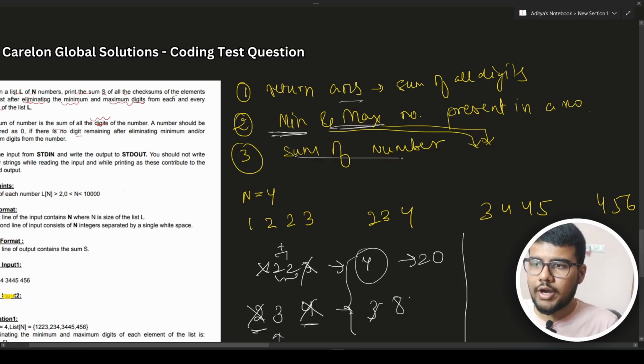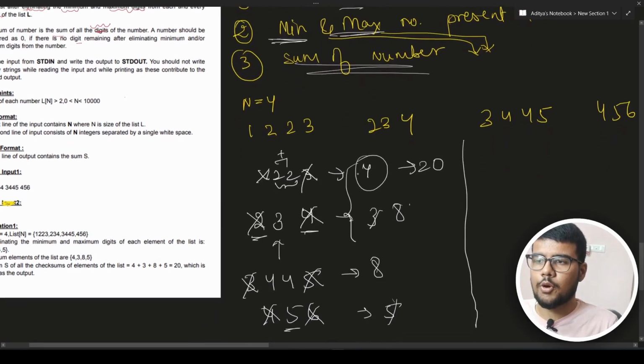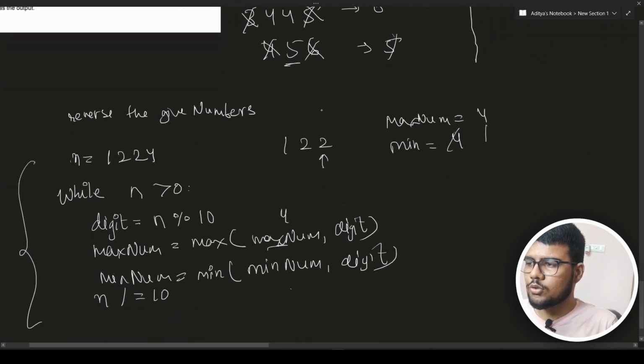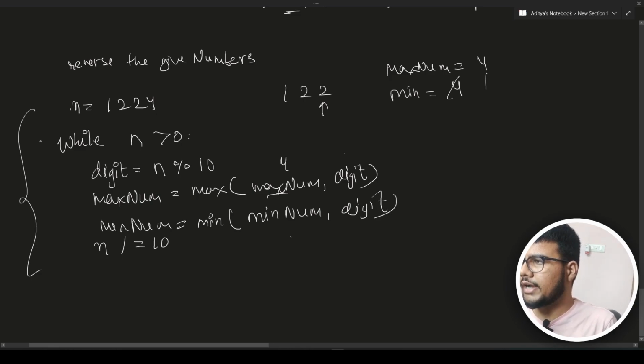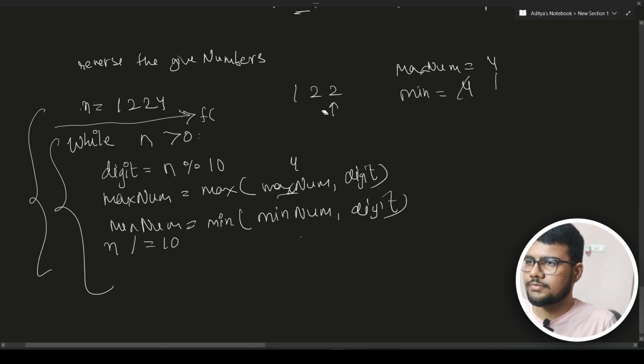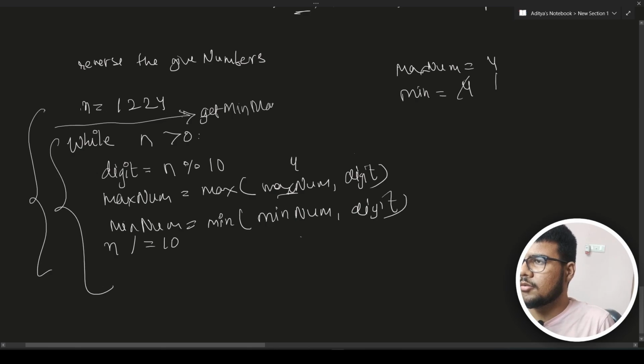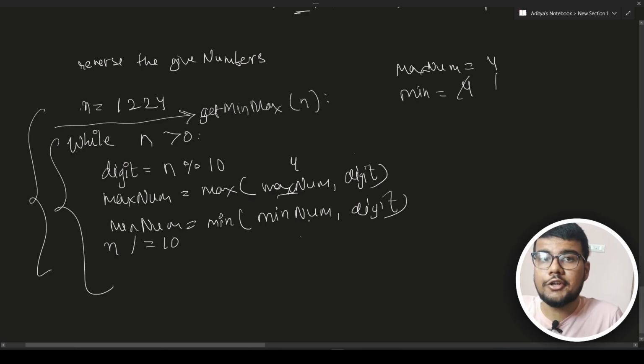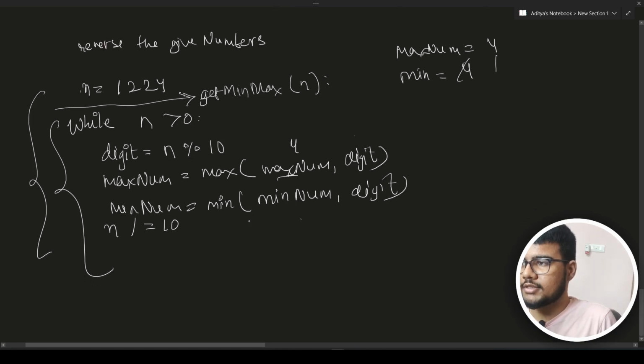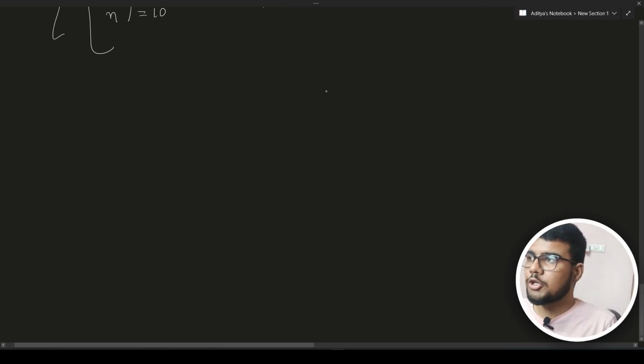Fine. Now we need to find the sum of digits. I will write this function as get min max of n, so that I can reuse this function according to my use case. Now we need to deal with another case, where we need to find the sum of the given digits by applying a condition. So I will write get sum, or find sum according to your name preference, and n.